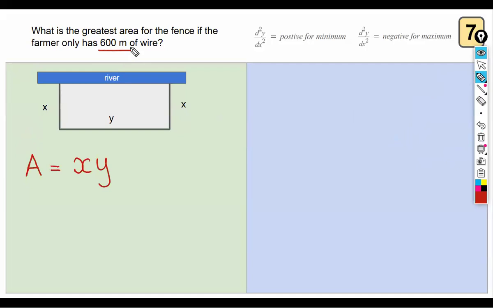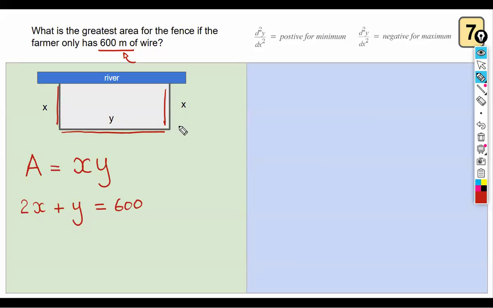What's the length of the wire? 600 meters, right? So that means if we add X, Y, and X, X plus X is 2X, plus Y. If we add up all of this, won't we get 600? So, tell me if this makes sense. 2X plus Y is equal to 600. Does that make sense? X plus X is 2X plus the Y. Are we all okay there?